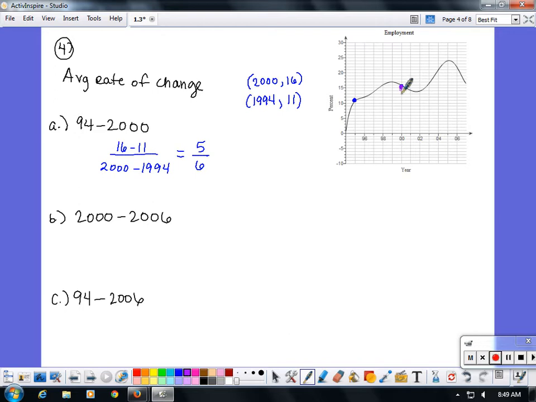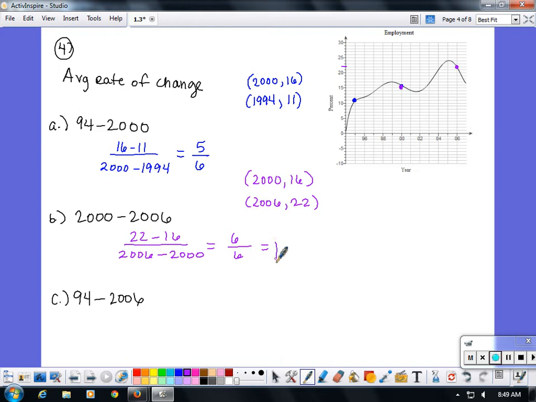So here's 2000, to 2006, which is right here. Be careful, this is hard to read. Just right there. 20, 21, 22, 23, 24, 25, so 22. This one's going to be 2006 and 22. So you get y2 minus y1 over x2 minus x1. You get 6 over 6, which is 1.